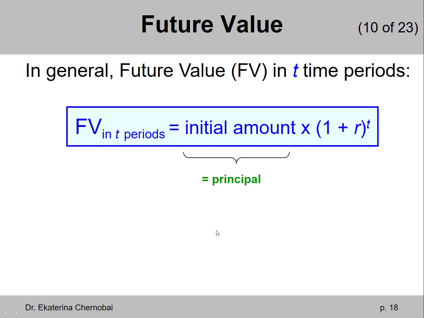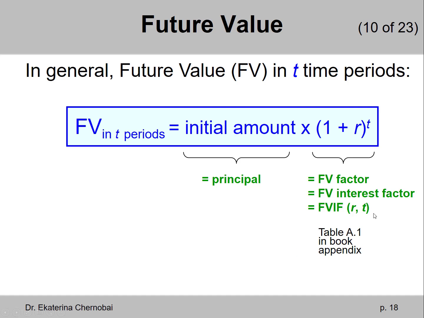The initial amount can be called principal or principal amount. And then what it is multiplied by, 1 plus r to the power t, is also known as the future value factor. So essentially, it's like the connecting piece between how much you start with and how much you will have in the future. So you just multiply the initial amount by that number that this whole thing is equal to, that will get you to the future value.